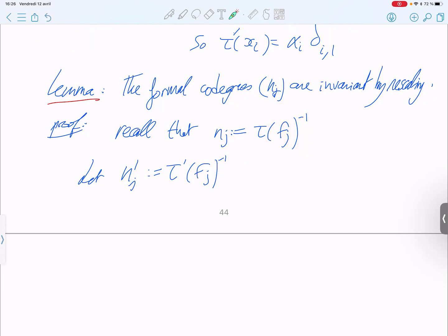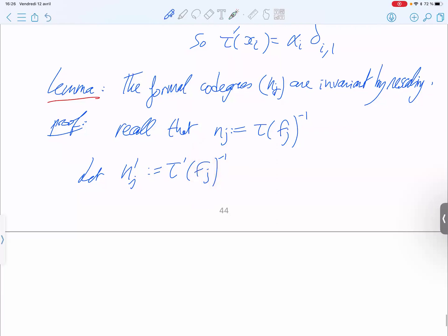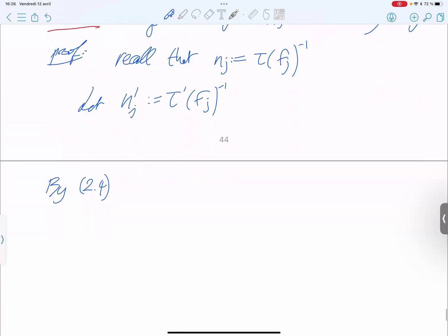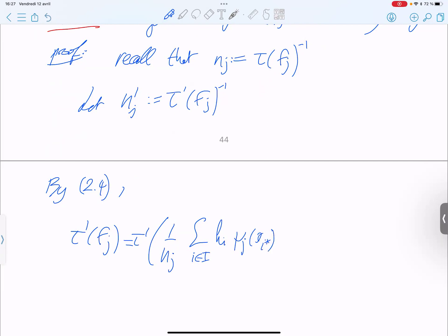So you can define the new formal codegree like that. And we will prove, in fact, they are equal. And for so, we will just need to use the formula we prove for Fj, by the formula 2 for tau prime of Fj is tau prime. So the formula 2 for is as follows. Sum for i in I of h_i mu_j xi star xi.